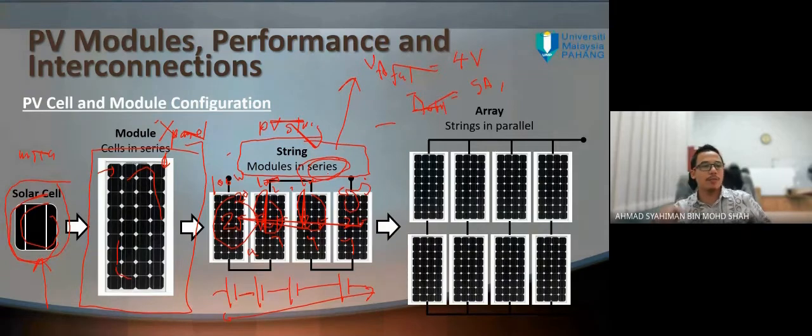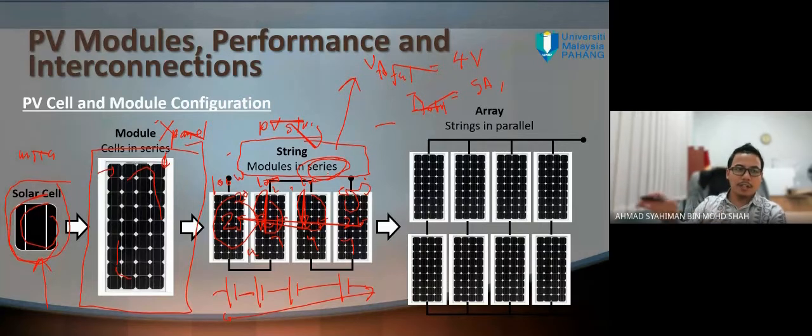But never mind, that is a story about grid-connected. So a string gives multiplication of voltage but the same flowing current. Make sure you are using the same brand, same size, same rated VMP and IMP before you do the installation. Okay, next.